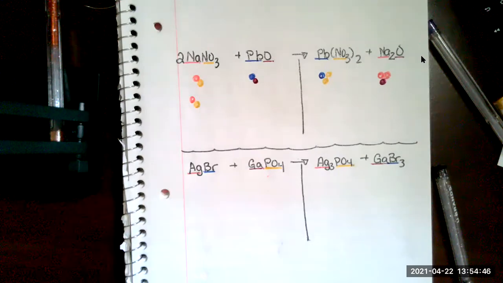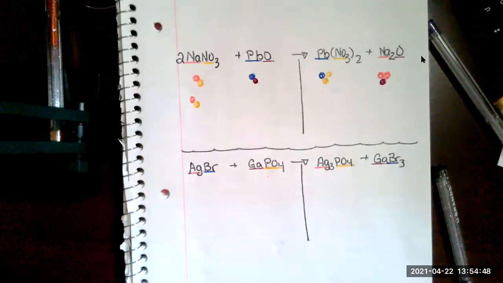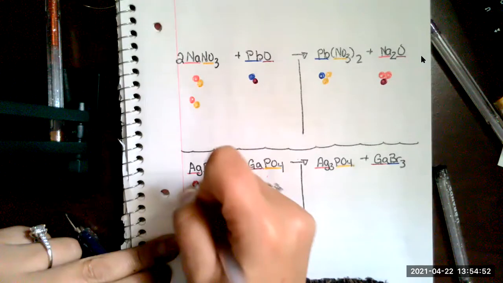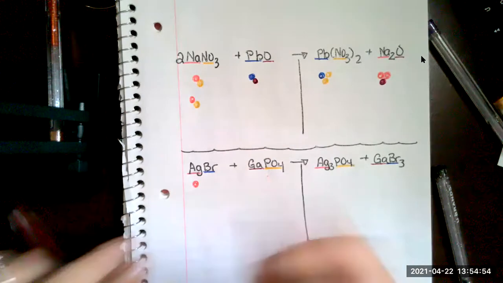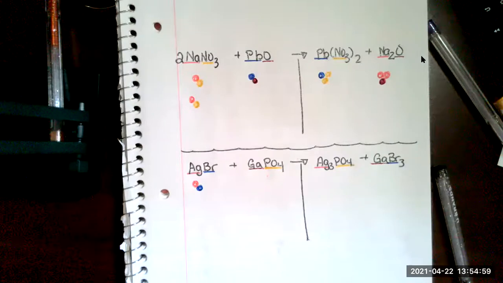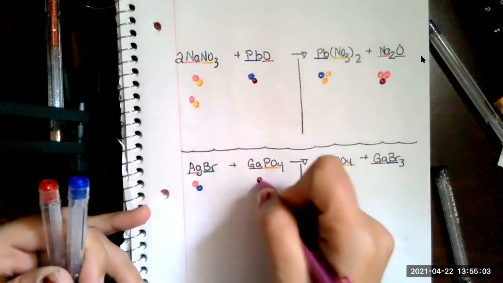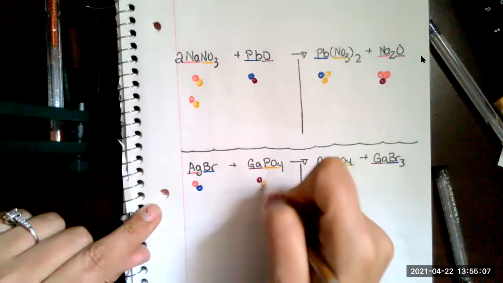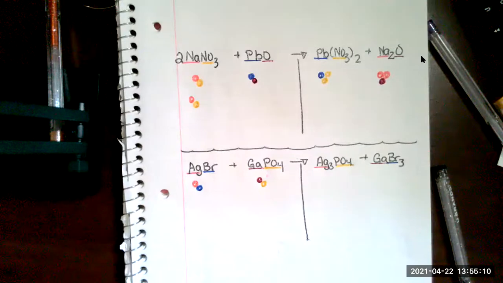So for silver bromine, I'm just going to go ahead and build my elements now, because that's the next step. So for every 1 silver, I have 1 bromine. For gallium phosphate, for every 1 gallium, I have 1 phosphate. So you've got to remember that you're building these molecules in a visual format, and you have to make sure that you're representing correctly the amounts of each thing.